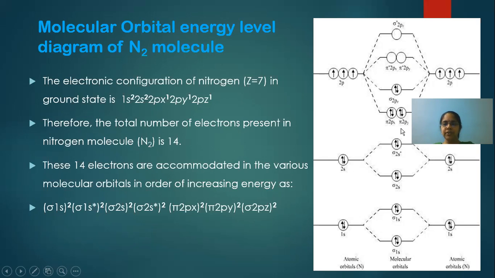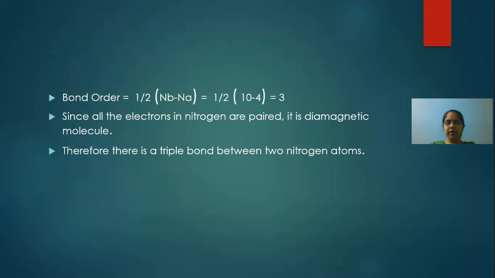So the configuration is written as sigma 1s2, sigma star 1s2, sigma 2s2, sigma star 2s2, pi 2px2, pi 2py2, and sigma 2pz2. This is the electronic configuration of the nitrogen molecule. And this is the energy level diagram for the nitrogen molecule. Now these energy level diagrams also explain the bond order and also the magnetic properties.